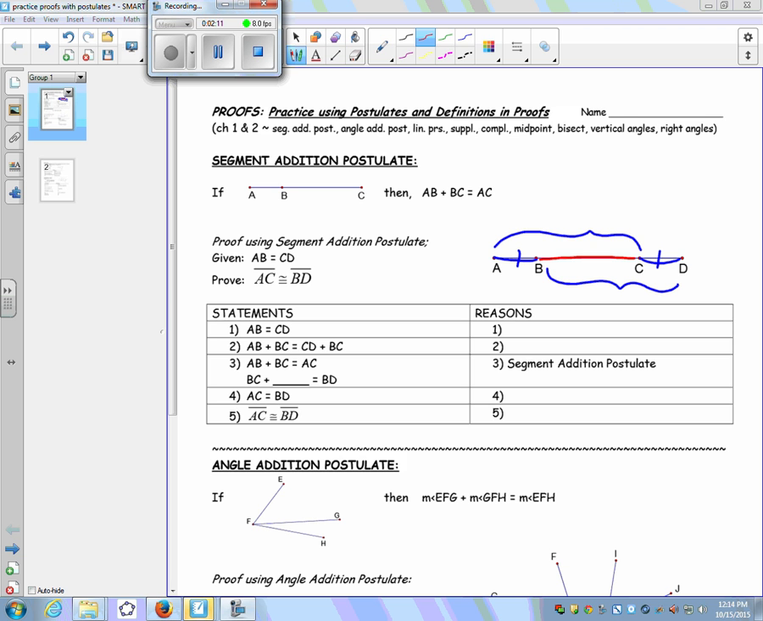Let's start: AB equals CD. What's our reason? Given. Now we're going to say AB plus BC equals CD plus BC. What's happening from this step to this step? You add BC to both sides. Sometimes that's a little tricky to notice. They're adding BC to both sides. So yes, this is addition property of equality.